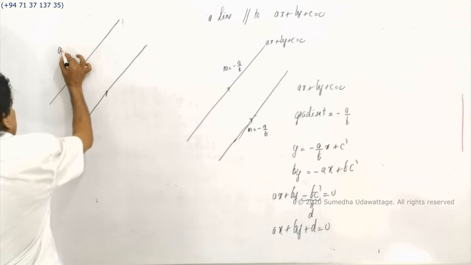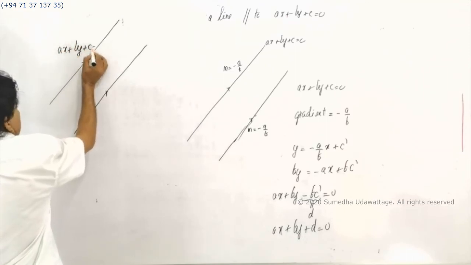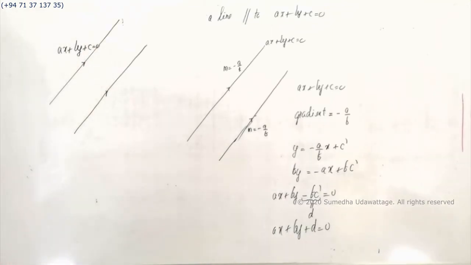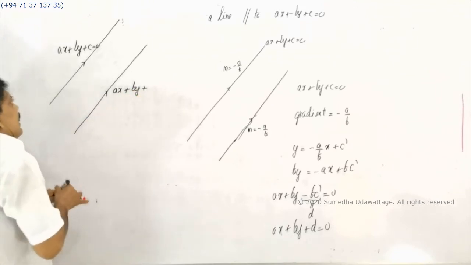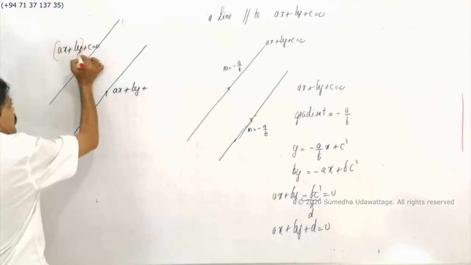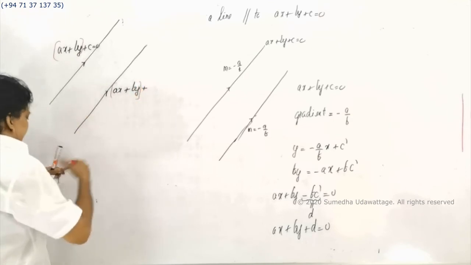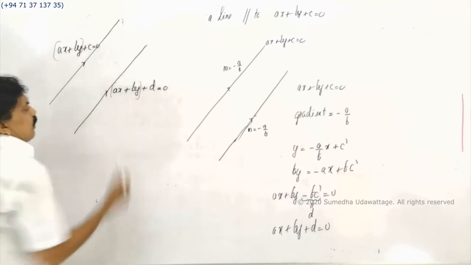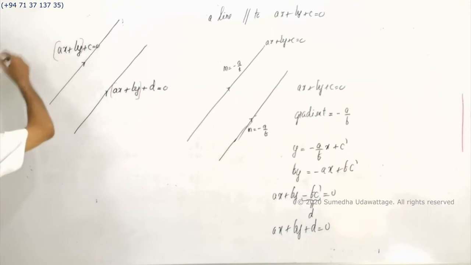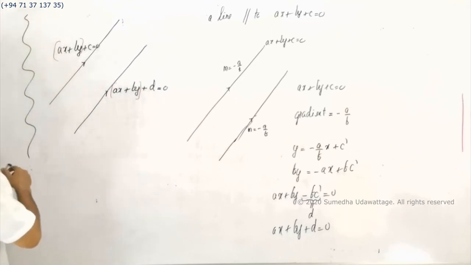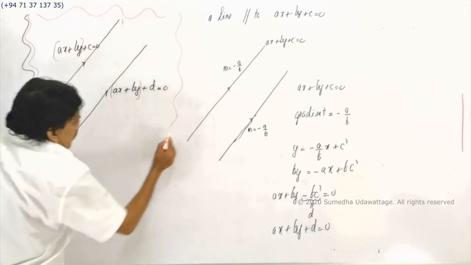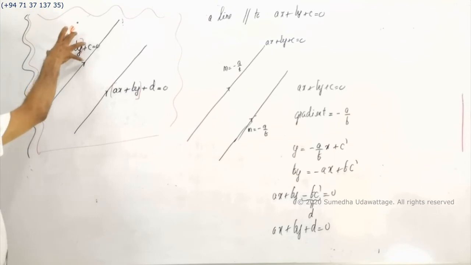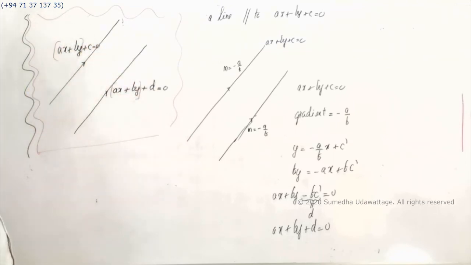That is, when considering two parallel lines, if this line was taken to be AX plus BY plus C is equal to 0, when drawing a parallel line this AX plus BY is repeated in the same form, and instead of C you get a D is equal to 0. These are two parallel lines. A line parallel to AX plus BY plus C is equal to 0 is of the form AX plus BY plus D is equal to 0.